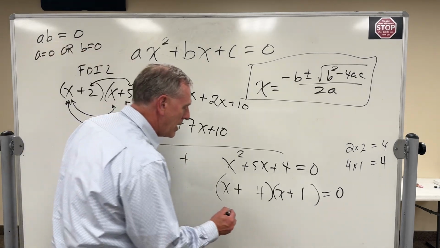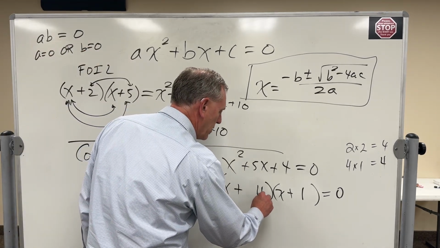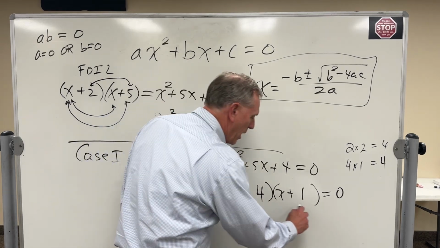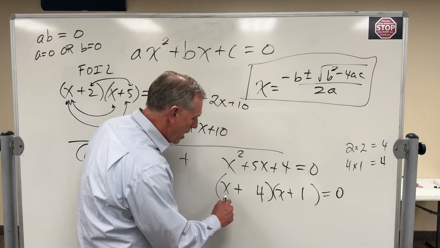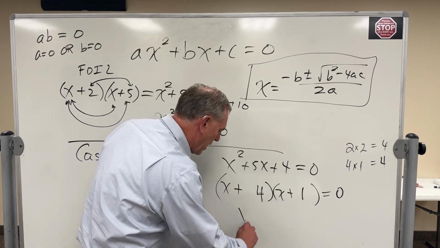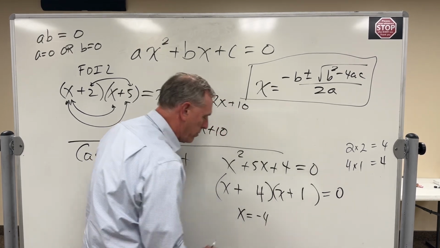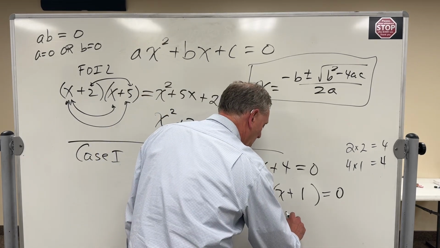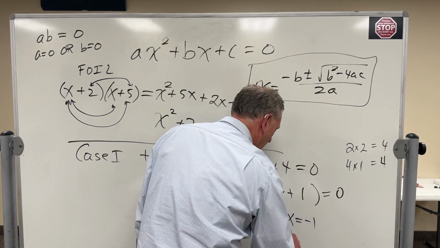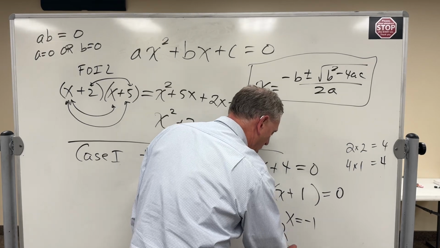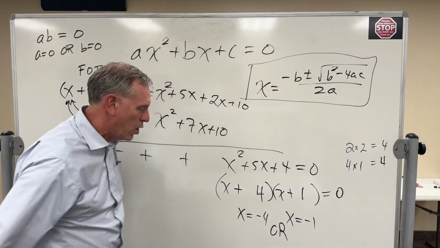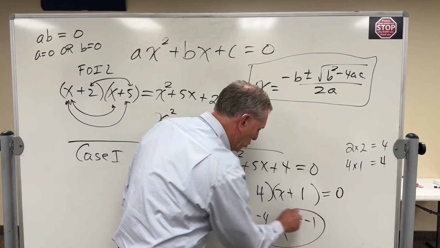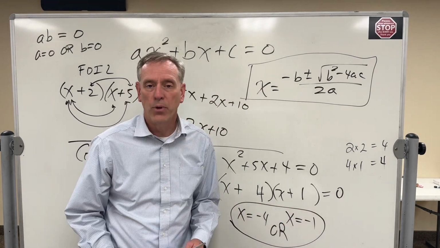Using that idea, since we've set this equal to 0, we know that either x plus 4 is equal to 0 or x plus 1 is equal to 0. x plus 4 equal to 0 means that x would have to equal minus 4. Do you see that? Minus 4 plus 4 is 0. And x plus 1 equals 0 means that x equals minus 1. And so this is an or: either x equals minus 1 or x equals minus 4. That would be the solution to that particular problem.